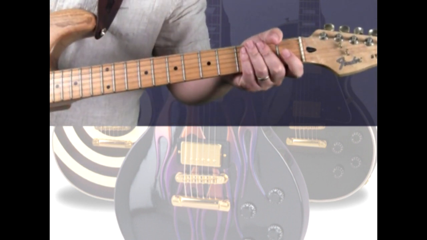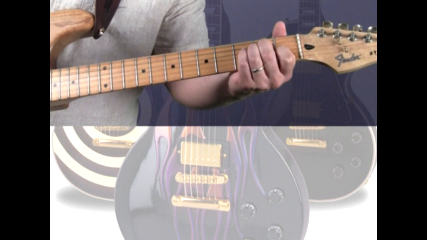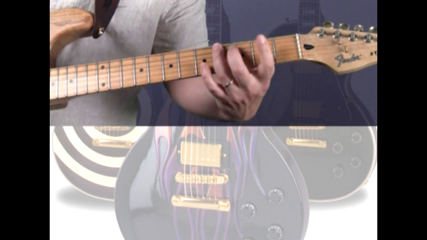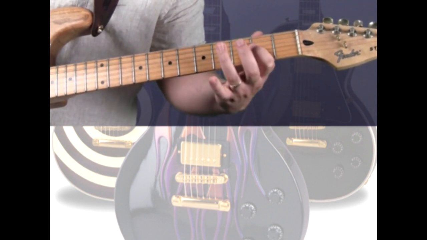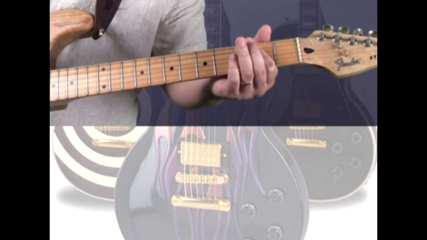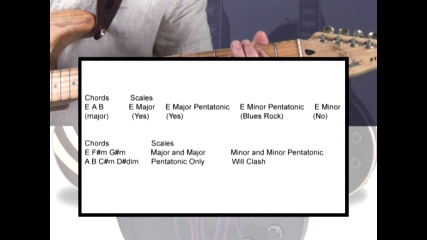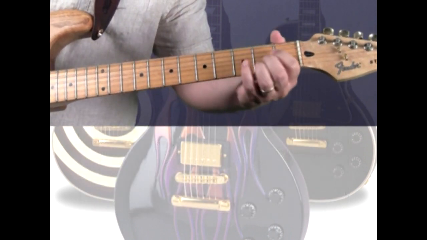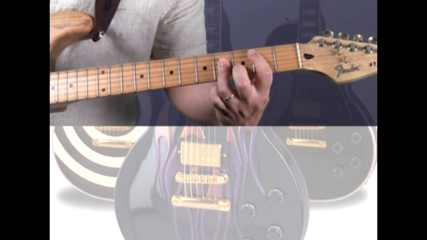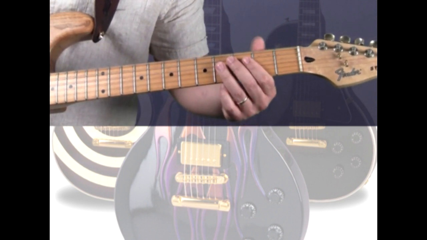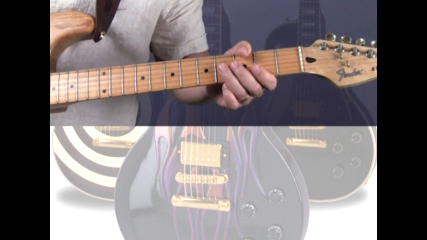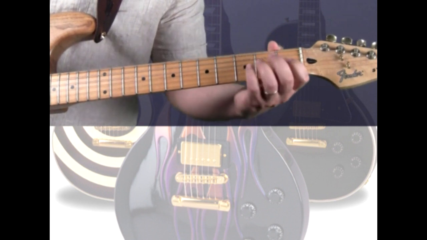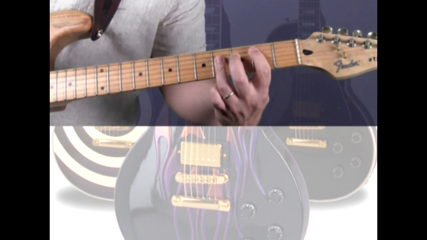The same would apply to the E major pentatonic scale. Next, let's look at one of the most common progressions, the 1-4-5 progression. In the key of E major, the first scale note is E, the fourth scale note or scale degree is A, and the fifth is B. So a 1-4-5 chord progression would consist of the chords E, A, and B.